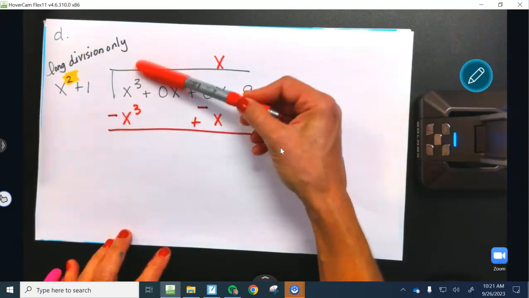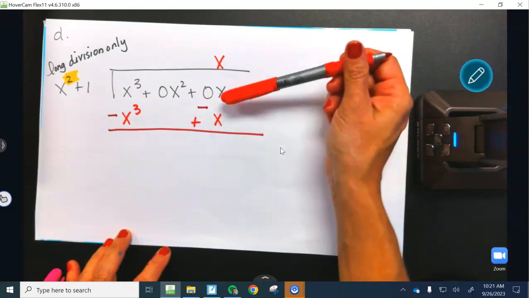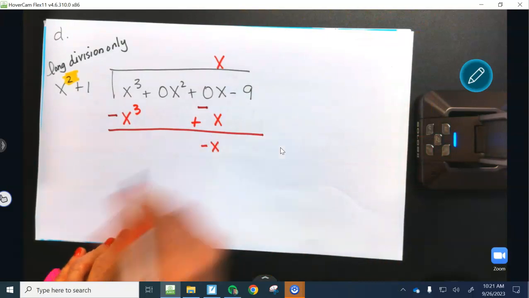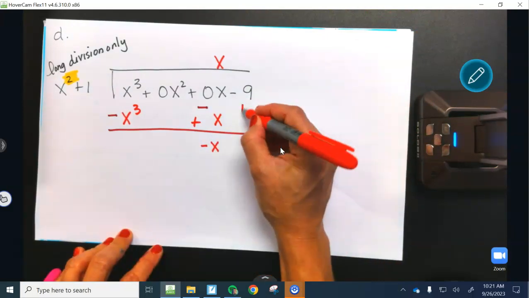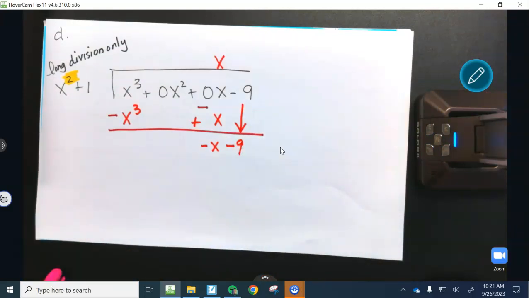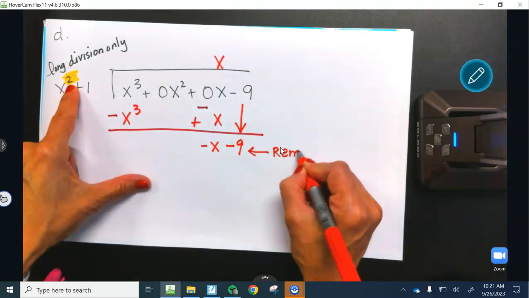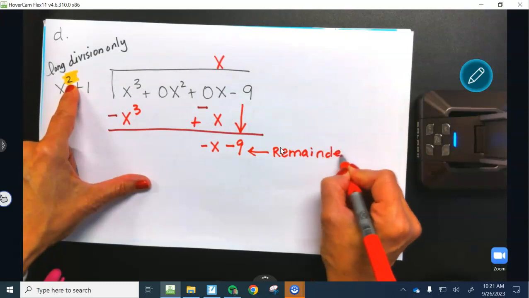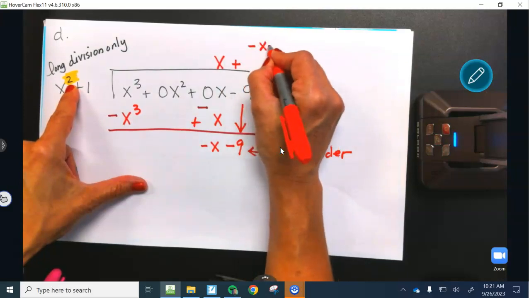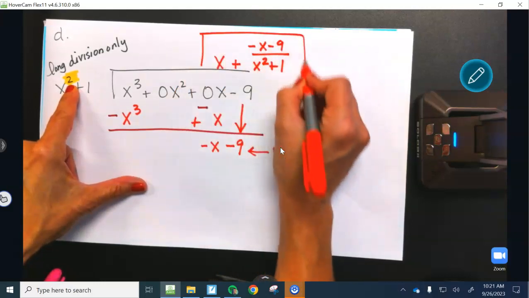All right, so those go away. These terms go away. There was nothing there anyway. But look, you have 0x minus x. So let's write minus x and bring down the next term, which is minus 9. And then that's it. We cannot keep going. That's your remainder. I told you it was a sad problem. Please remember your quotient is going to have a plus sign with negative x minus 9 on top, x squared plus 1 at the bottom.